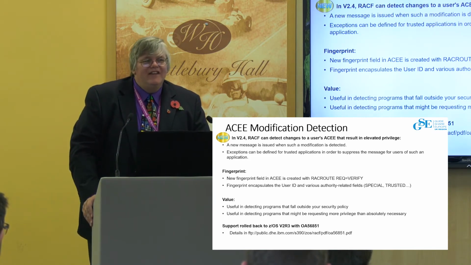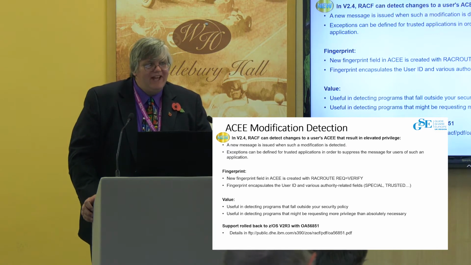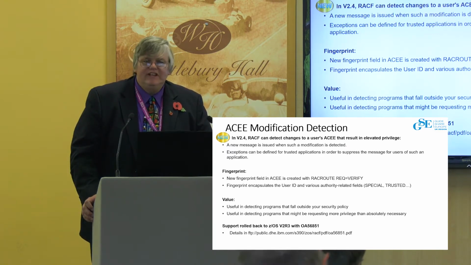So then when we do that RACROUTE REQUEST=AUTH, where that ACE is used to actually do an authorization check, we will go out and compare the thumbprint of what was in there against what is in there now. And if we notice that something has been elevated, we will give you a message. It really is that simple. And I'm trying to use the word elevated. I didn't say changed, I said elevated.